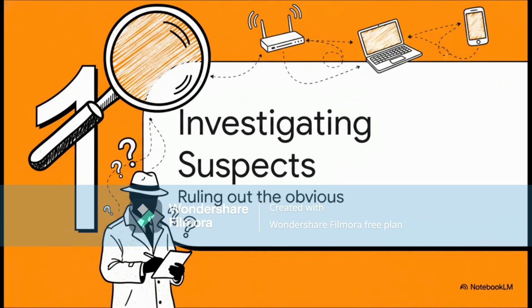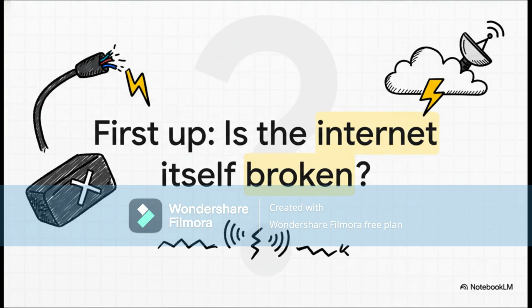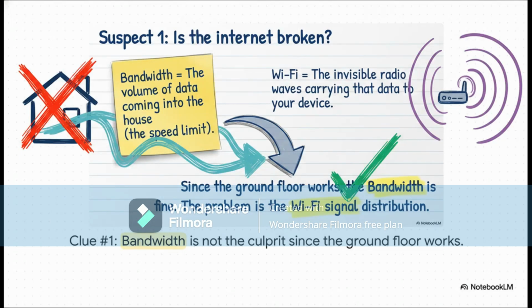To solve any mystery, you first have to investigate the usual suspects, right? So let's start by ruling out the obvious culprits. The very first person everyone points the finger at is, of course, the internet provider. It's an easy target. So the big question is, is the internet that's actually coming into your house broken? And right here, this gives us our first major clue. See, you've got to understand the difference between bandwidth, that's the raw speed coming into your house, and Wi-Fi, which is just how that speed gets spread around.